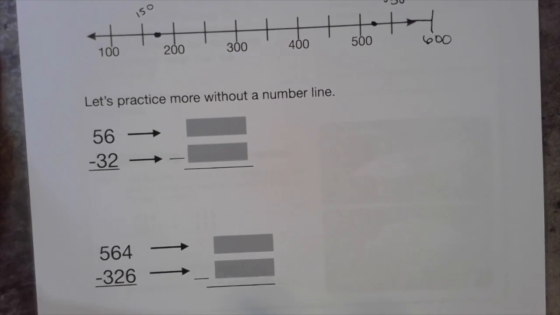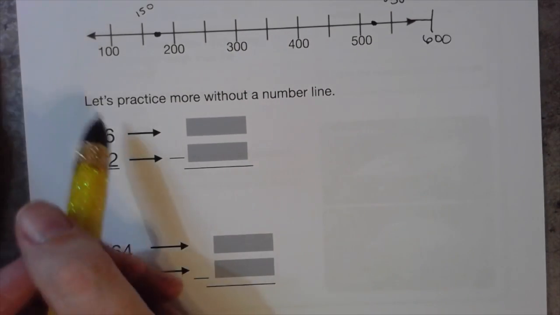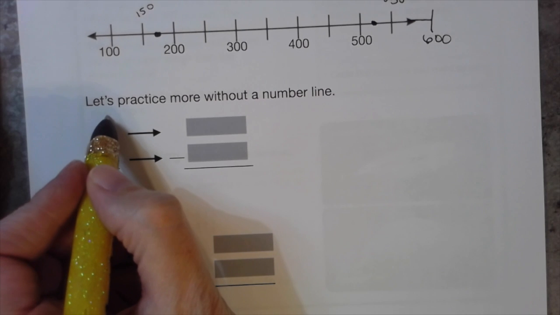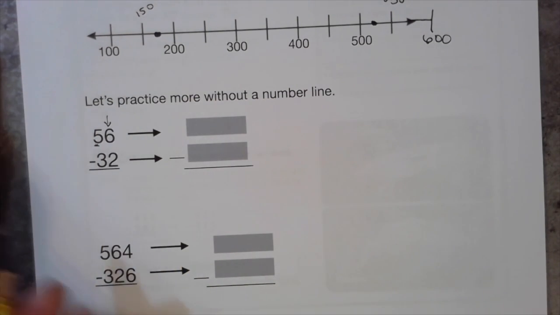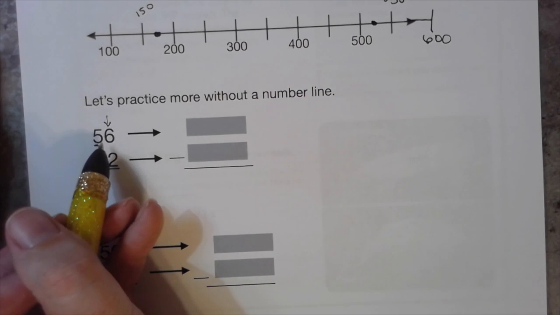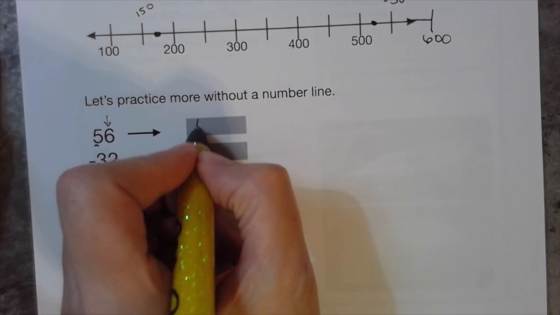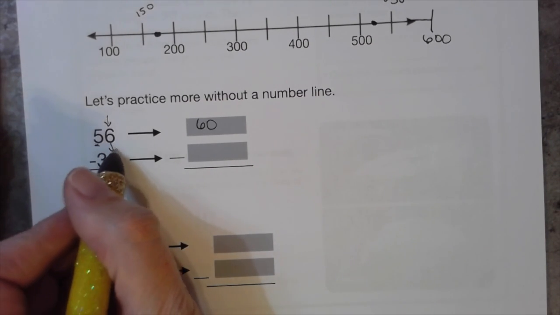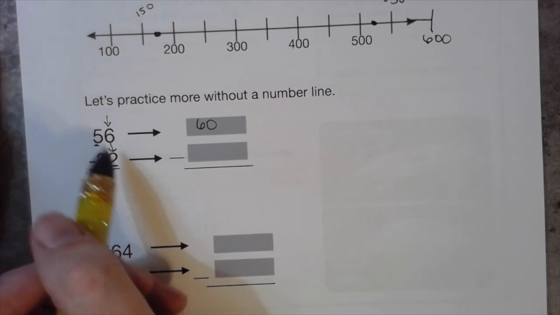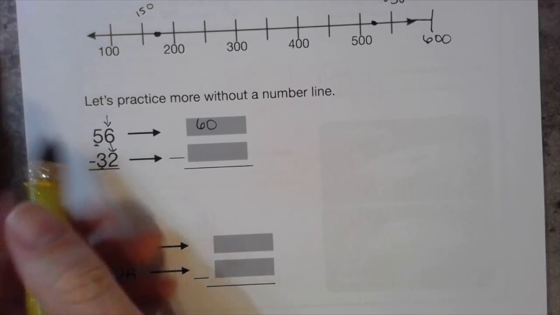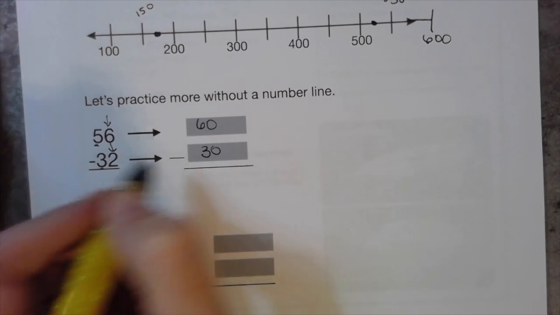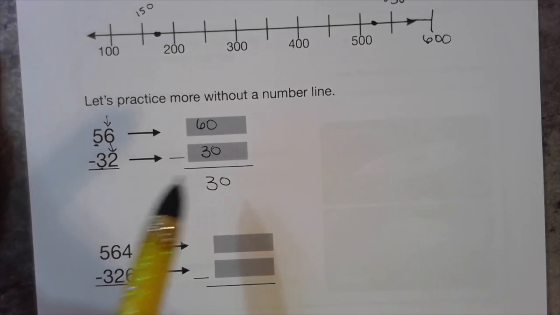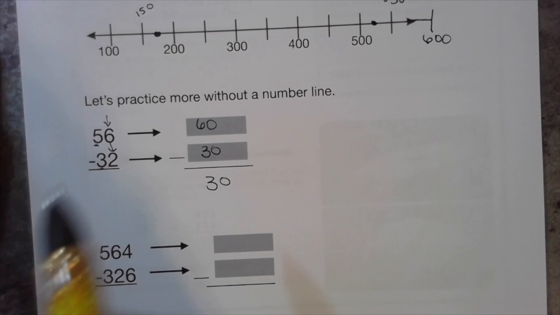So let's look at this one without a number line. 56. So 56 is between 50 and 60. It has 5 tens. I look next door. It has 6 ones. 5 or more, add 1 more. So 56 would round to 60. 32 has 3 tens and only 2 ones. 4 or less, let it rest. So we let the 3 stay and we turn the 2 to a 0. So it rounds to 30. 60 minus 30 is 30. We do this because it's very easy to subtract multiples of 10.